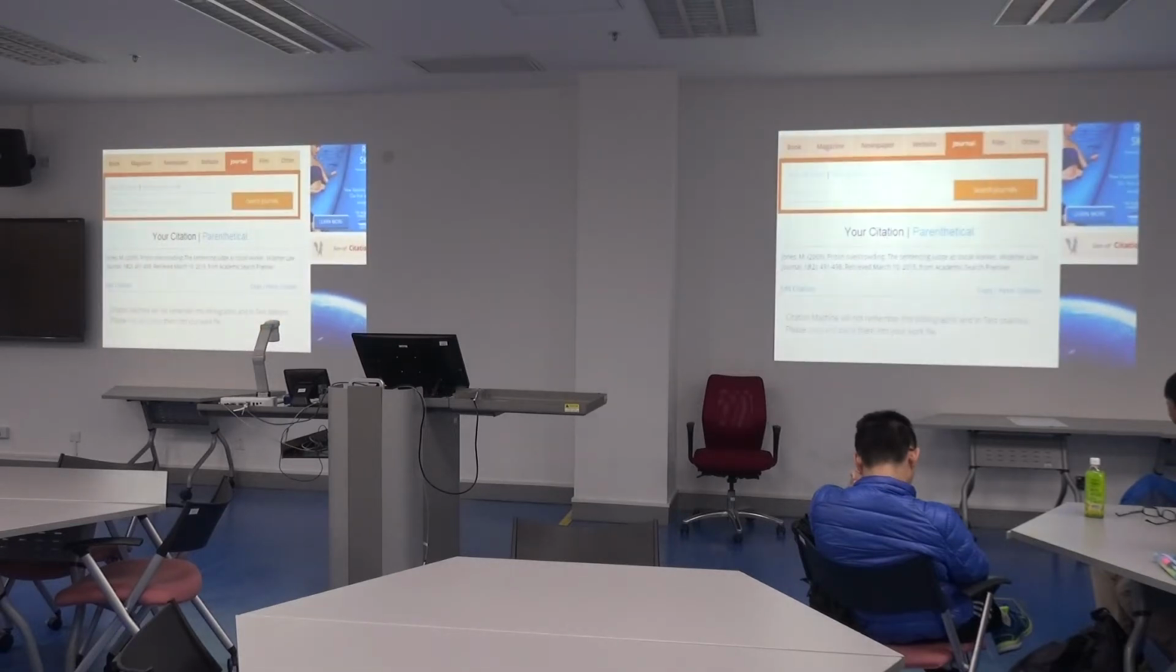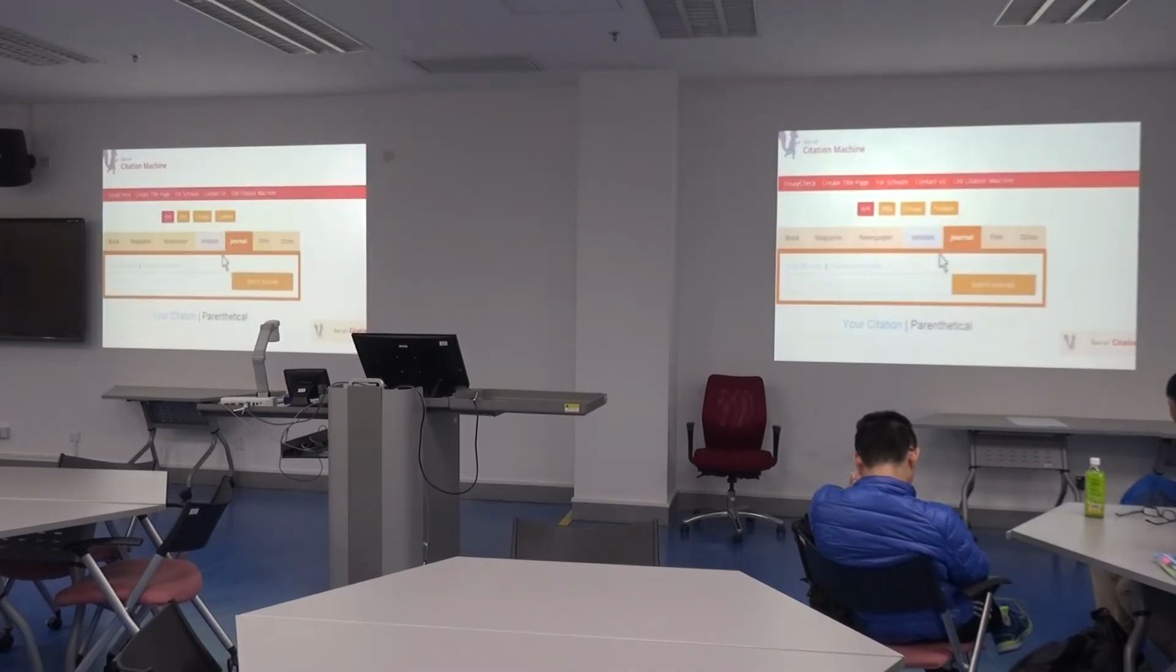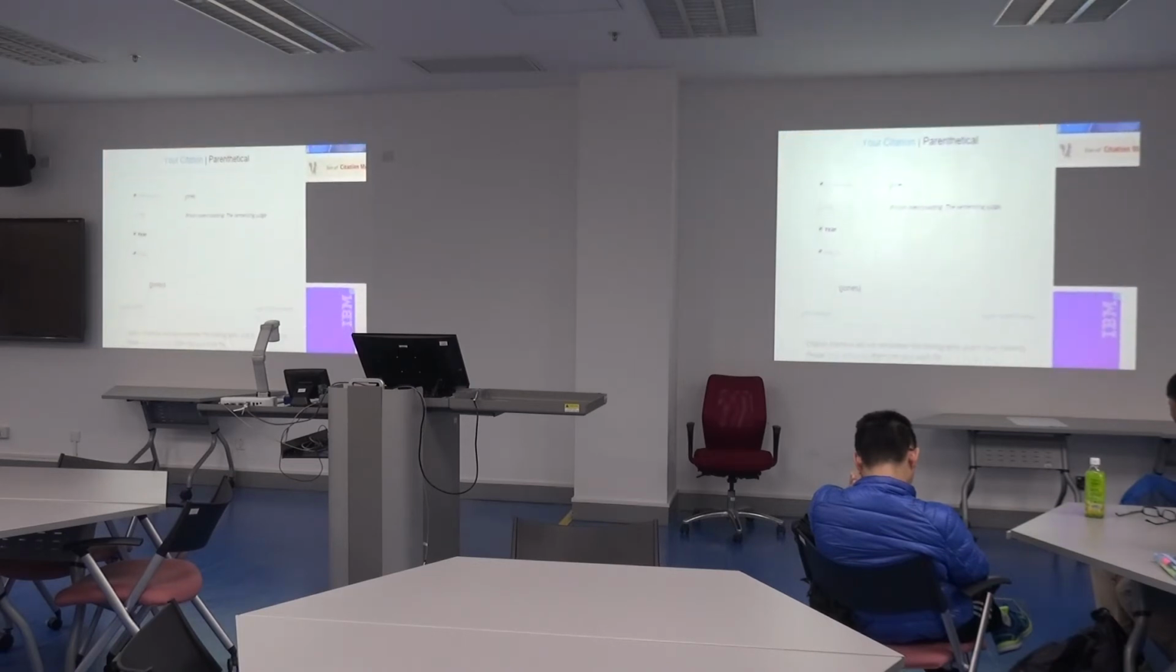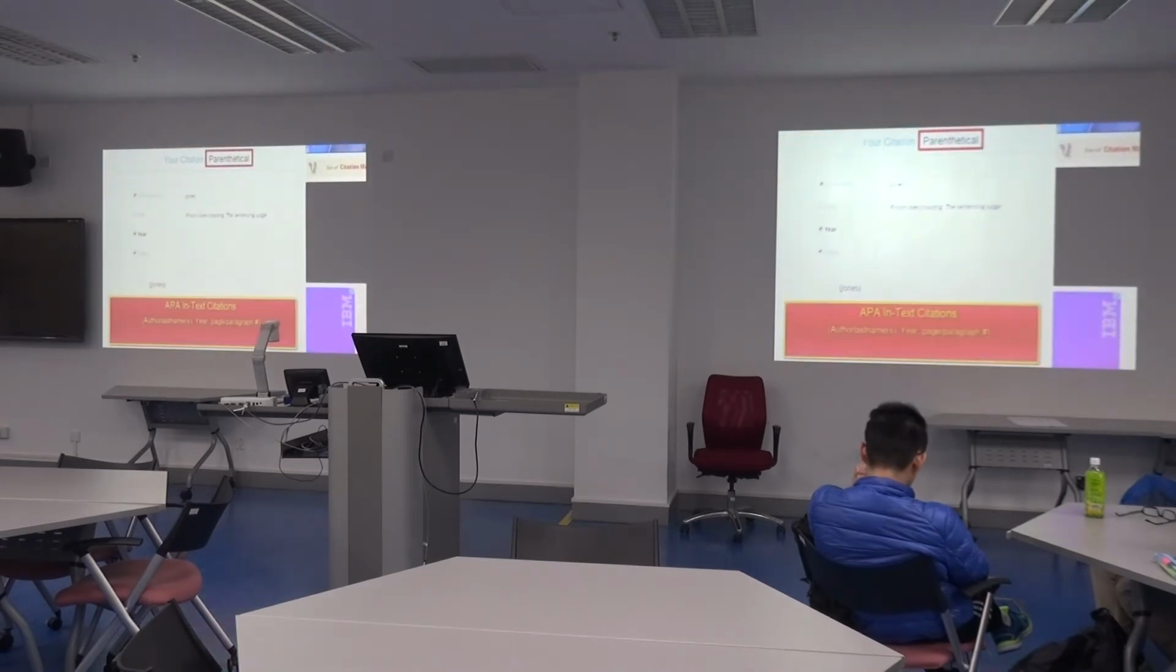Back on Citation Machine. Next, click on Parenthetical. This is how you get the in-text citation. All in-text citations in APA have the same info: author, year of publication, and page number if you have one, paragraph number if you don't. If there is no author listed for a source, use that source's title instead.